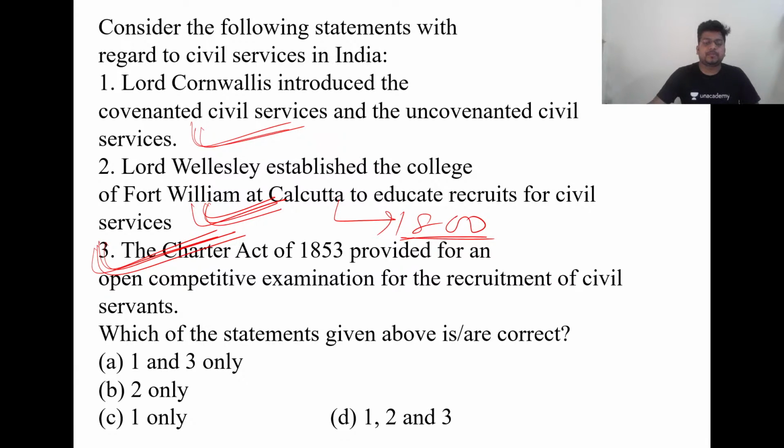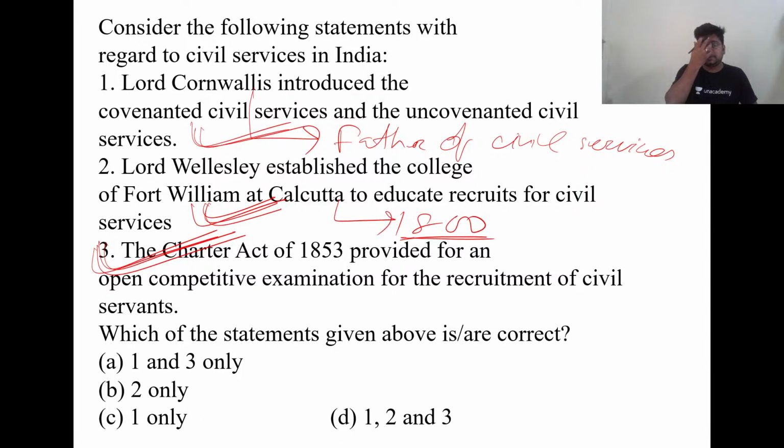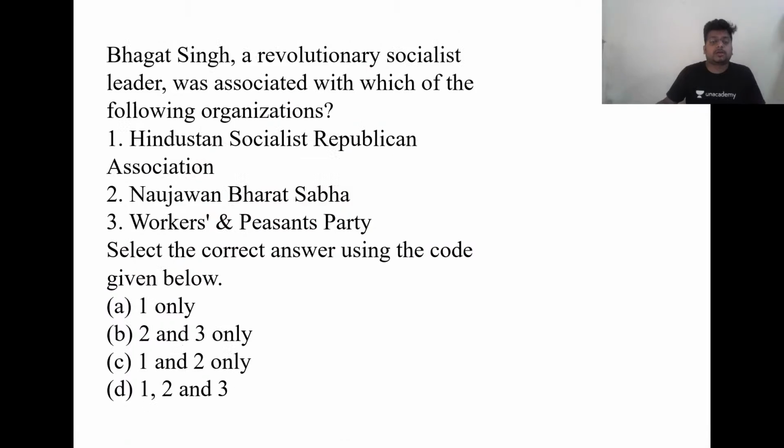Lord Cornwallis introduced covenanted and uncovenanted civil services. Lord Cornwallis is known as the Father of Civil Services in India. Right? Lord Cornwallis, Father of Civil Services. Lord Wellesley, 1800, established Fort William. The Charter Act 1853 gave open competitive examination for civil servants. So options 1, 2, 3 are correct.